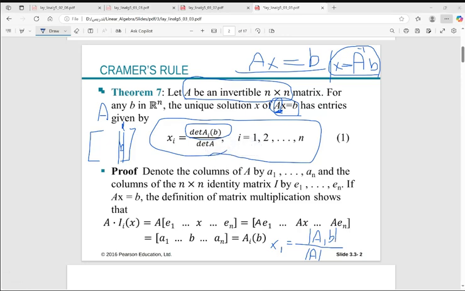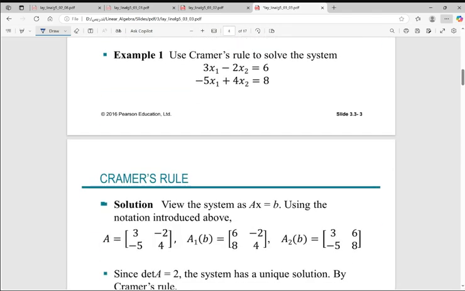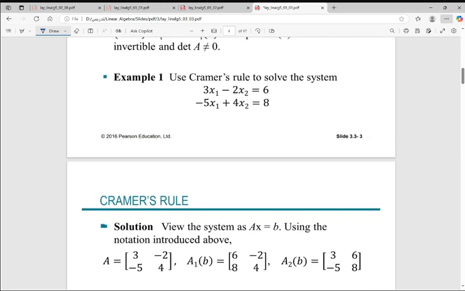Please, doctor, can you repeat that? So let me solve an example. Let me first try showing this by an example, and then if it is not clear to you, we will get back to the theorem. So consider the system of linear equations, right? What is matrix A for the system? 3, minus 2 in the first row and minus 5, 4 in the second row, right?